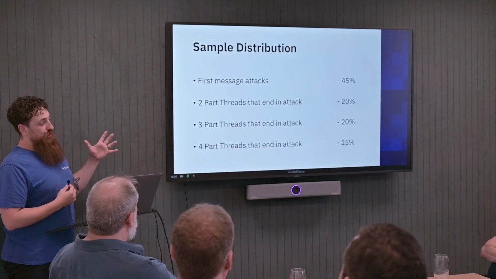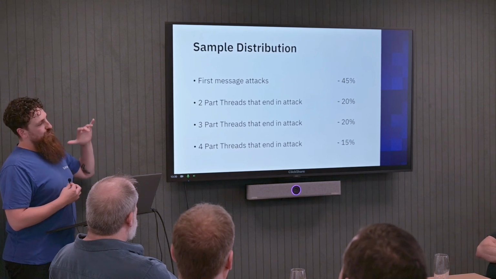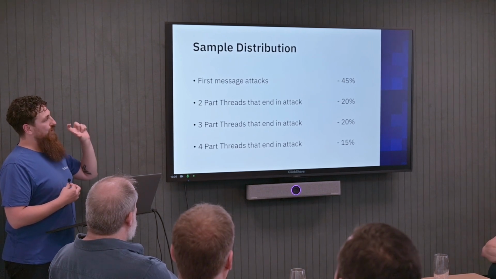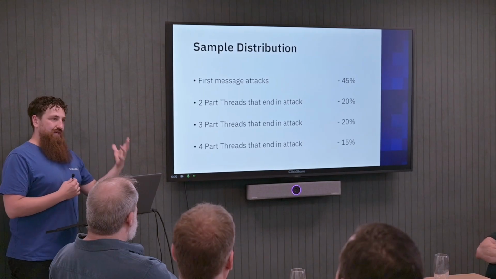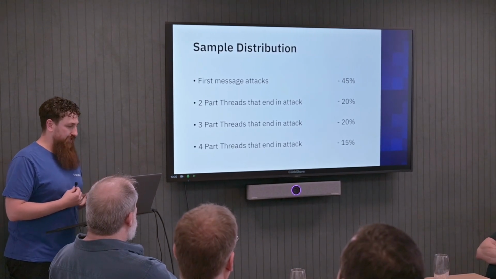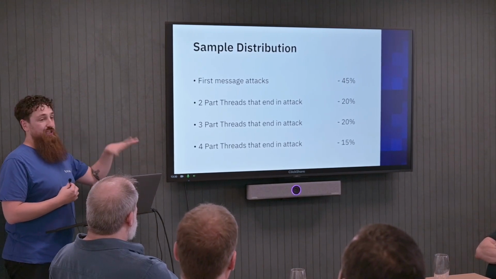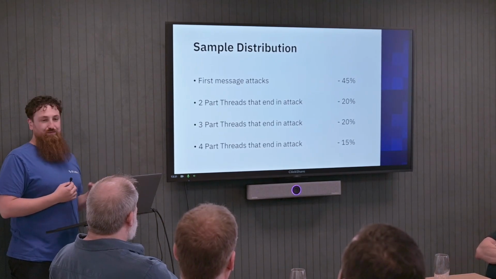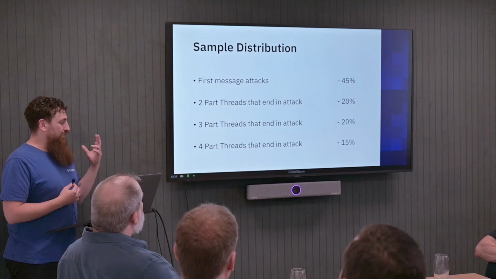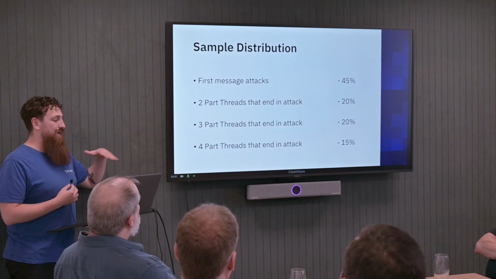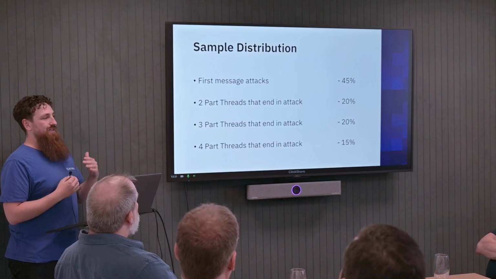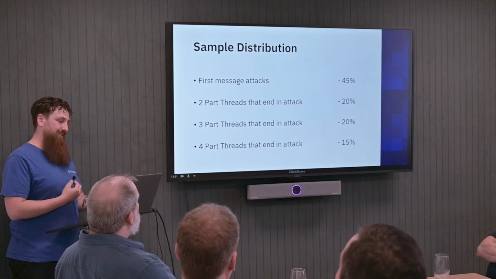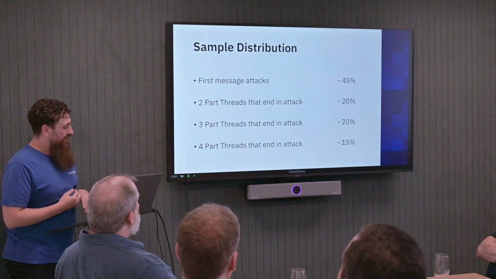For the sample distribution, we've distributed our samples based on how long of a thread each of these scam samples are. So 45% are first message attacks. That's someone straight away being like, hey, can you send me £5,000 for whatever? Then we have slightly longer ones, your two-part threads, where there's a little bit of rapport building and then they ask, and so on and so forth.